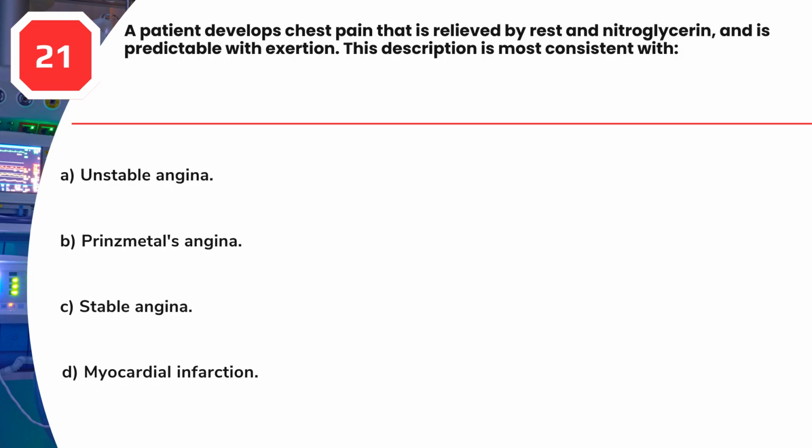Question 21. A patient develops chest pain that is relieved by rest and nitroglycerin, and is predictable with exertion. This description is most consistent with A. Unstable angina. B. Prinzmetal's angina. C. Stable angina. D. Myocardial infarction.